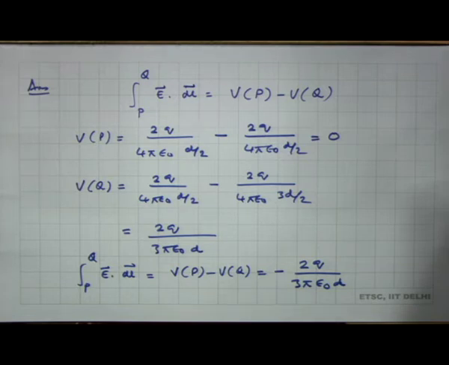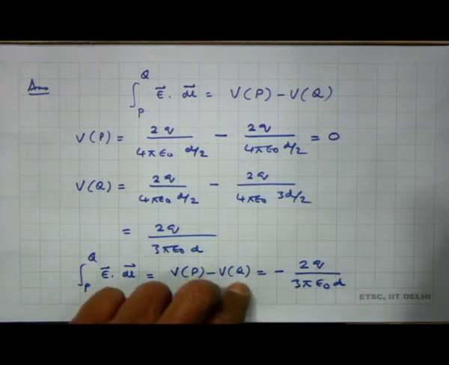Now I leave it as an exercise to you to please think what is the significance of this minus sign here. Integral P to Q E dot dl is minus 2q by 3 pi epsilon 0 d. So, please give a thought as to what is the significance of the minus sign in this equation and try to analyze why there is a minus sign.